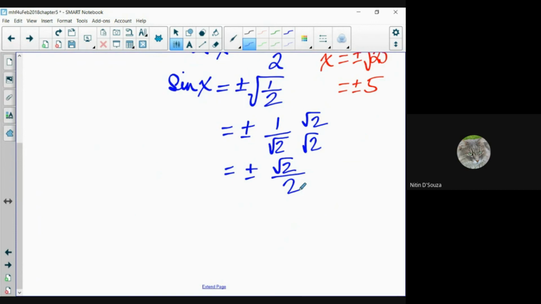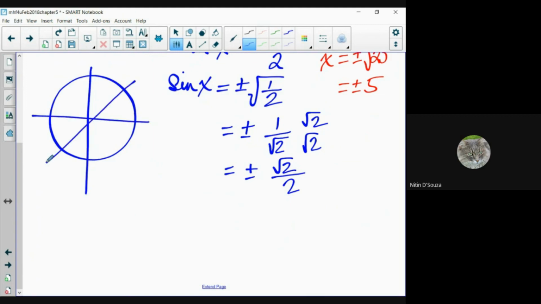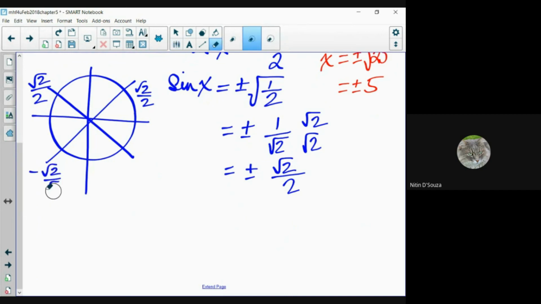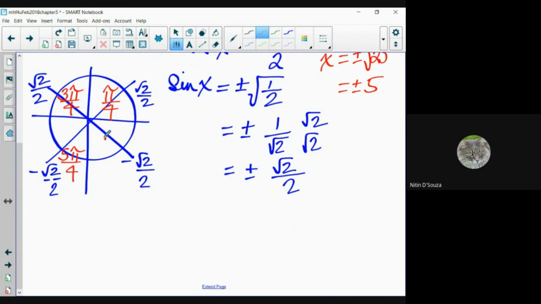So here's your unit circle. This is positive root 2 over 2. This is negative root 2 over 2. Again, I'm talking about the y value. So by now, you figured out that this first one is pi over 4. This second one is 3 pi over 4. This one is 5 pi over 4. And this is 7 pi over 4.